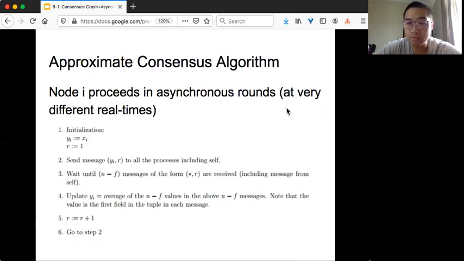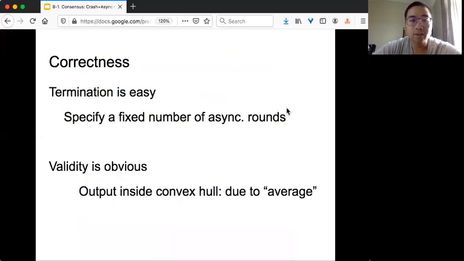So, a very simple algorithm. The key thing to remember is this n-f. Later on, we will use this to prove the convergence, or to prove the agreement. And this n-f is very useful for other kinds of distributed systems, especially the quorum-based ones, and we will see this thing again and again. Termination, as I said, is pretty easy: you can have a fixed number of rounds that you want to execute. And we have validity because we are doing an average, so it's pretty obvious that the outputs must be inside the convex hull.